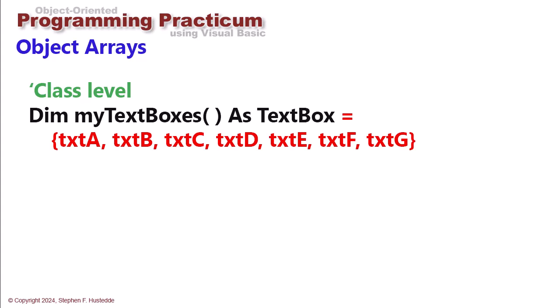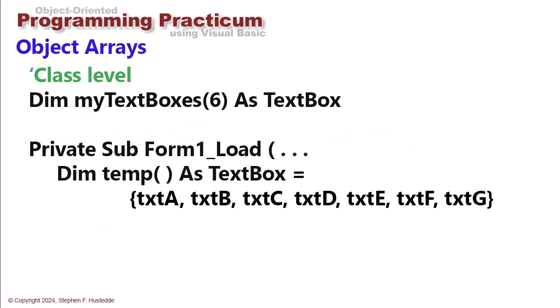I'm going to show you 2 ways. One is to create my text boxes as a text box. And I know from creating the GUI interface that I have 7 text boxes. And so I dim my text boxes as having 7 elements, 0 to 6. That's at the class level. I haven't populated it. Then I can populate it in the form load, because the form load code runs right after the GUI has been established.